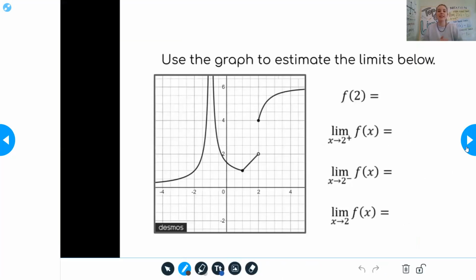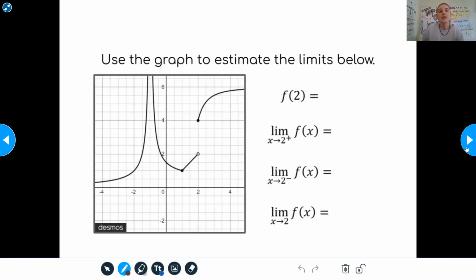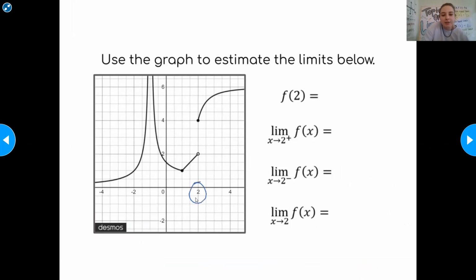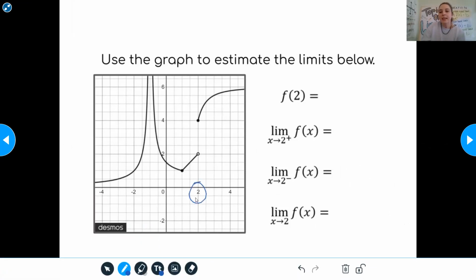All right, let's look here at part 1. Use the graph to estimate the limits below. So I have a couple limits here. You can see that everything is going to be evaluated at x equals 2. So I'm going to be looking very first thing at x equals 2. That's what I know. Now, f of 2 is not a limit, it's just an evaluation. So it's asking you, what is f when x equals 2?